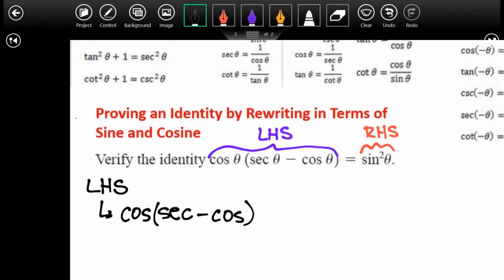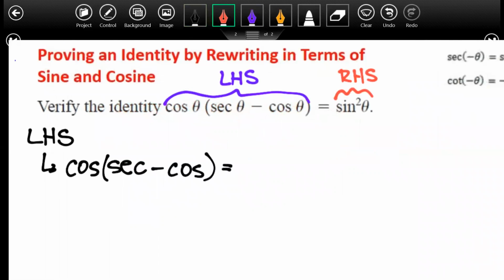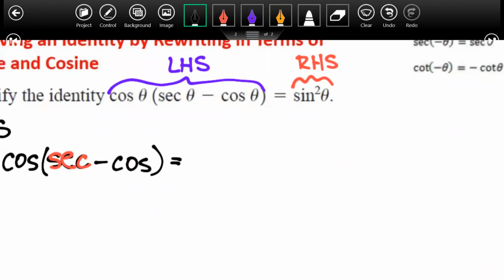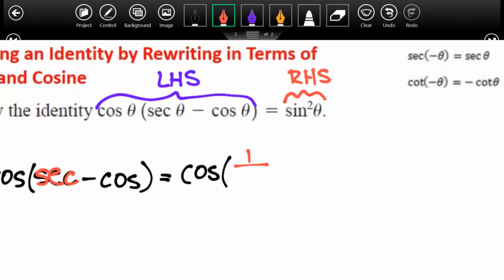So what's the first step? What does it tell me to first do? Convert. Just like we regularly would, I would always do that. If it's something you can't see and can't use, we're just going to convert. So I see that secant. So this will give me cosine over, what's secant? 1 over cosine. And then minus cosine.